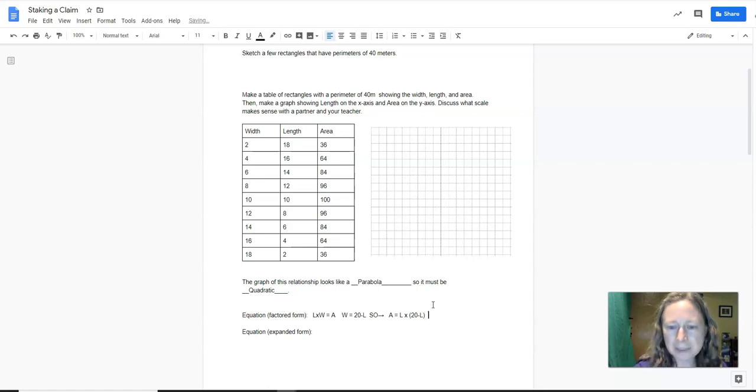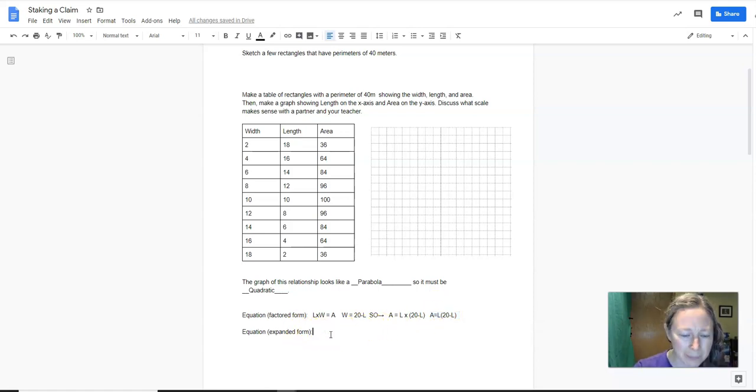Oh, let me finish that with a parenthesis, or I usually don't write it with an X in front of it. I just write the symbol and then the parentheses smushed together. So A is equal to length and then parentheses 20 minus length. So this form of the equation is called factored form. It doesn't look like a quadratic. And it doesn't look like a quadratic because there's no L squared term in it. At least it's not obvious, right? But as you'll see when we expand it, there is an L squared term. It's just kind of hiding because it's written in this factored format.